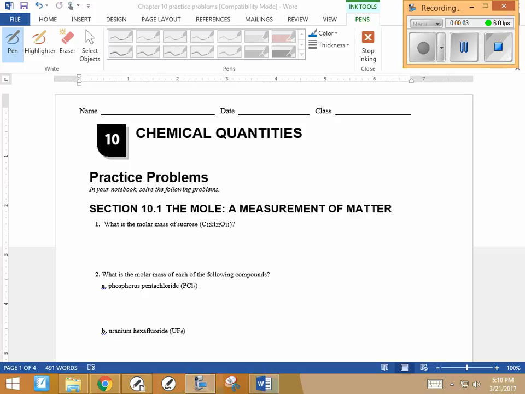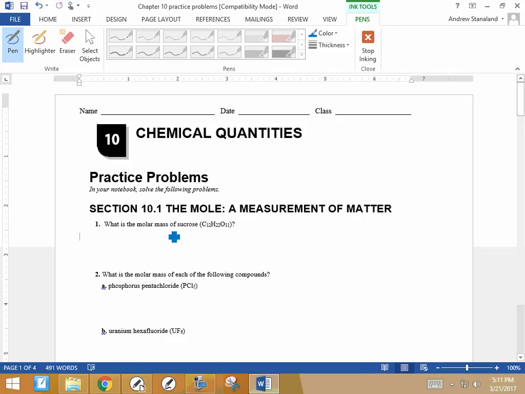Okay, I'm going to provide a few solutions or hints so that you can do your homework. Talking about the practice problems for Chapter 10, Chemical Quantities. For about the first three problems, we're asked to calculate the molar mass.